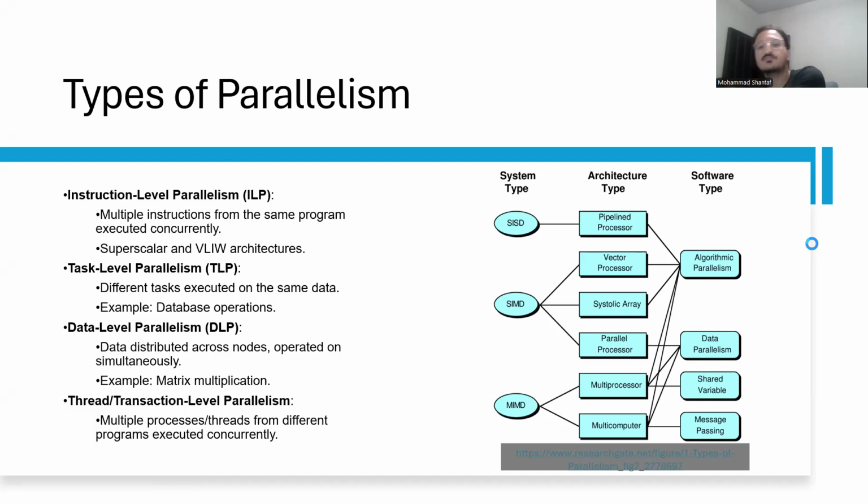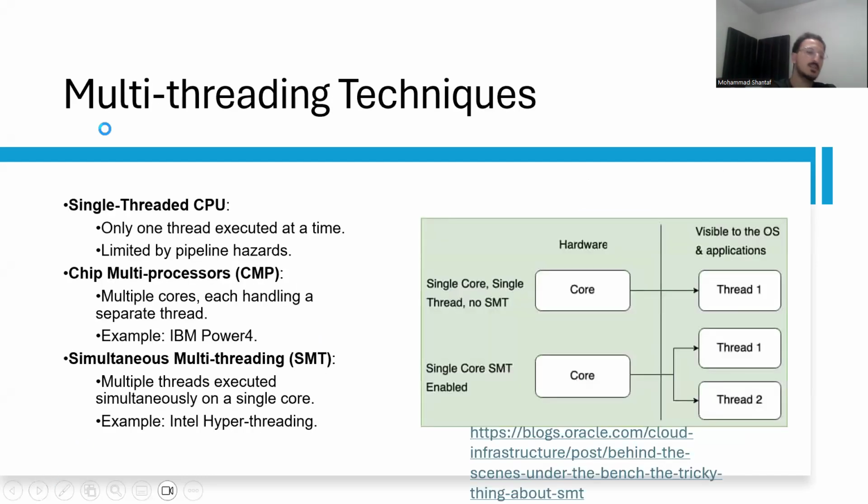Over here, we also have system types: SISD, SIMD, and MIMD, which we'll get to later today. But before I get into that, let's talk about multi-threading techniques.